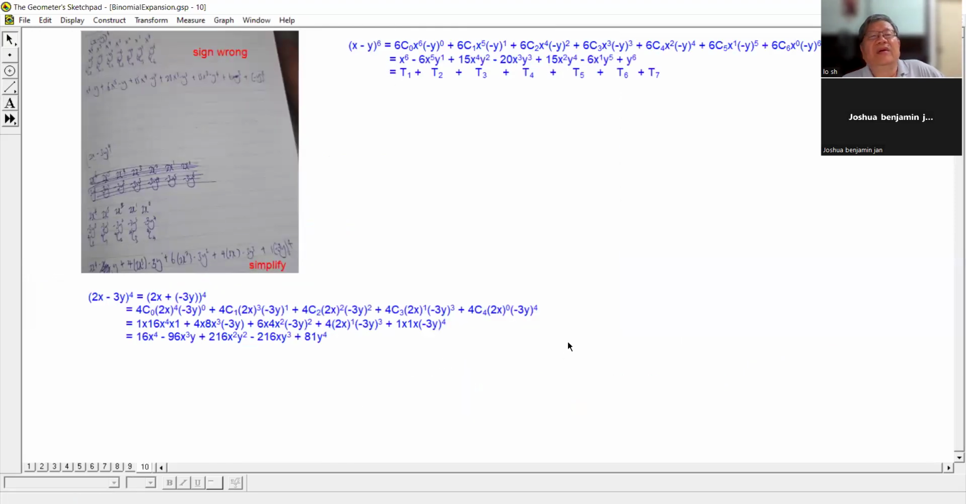Yeah, this one. Okay, so where are we going to start? Start with this one, right? Or maybe I start with the more difficult one, then this one you try again on your own. Okay. So now I have 2x minus 3y raised to the power of 4. Now, the A is actually 2x. The B is actually negative 3y.